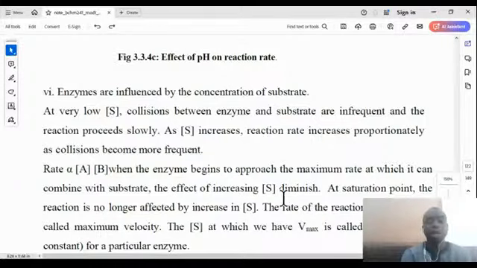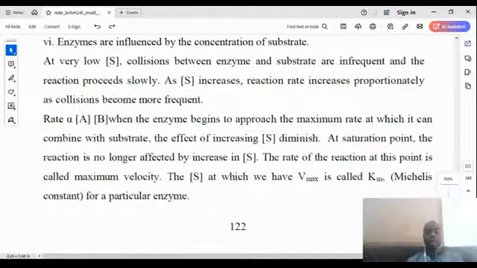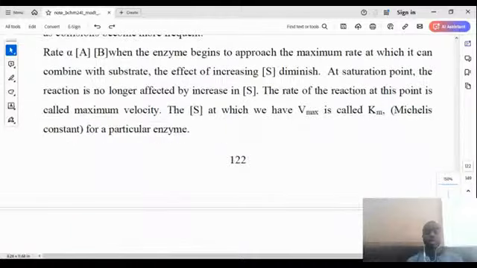So we have this saturation point, and the reaction at this point is called maximum velocity, Vmax. The substrate concentration at half of Vmax, we call it Km. This Km is the Michaelis-Menten constant for a particular enzyme. Each enzyme has its own Michaelis-Menten constant.